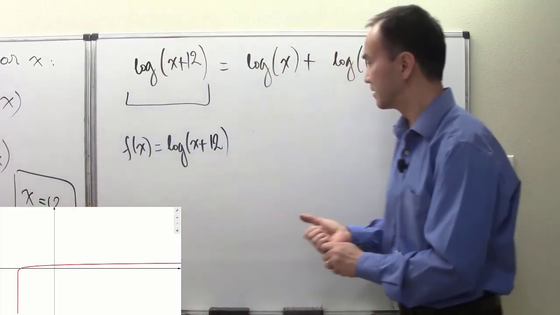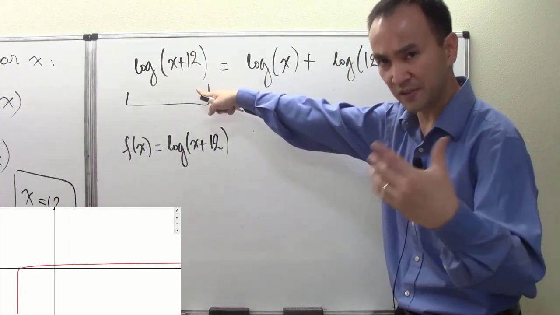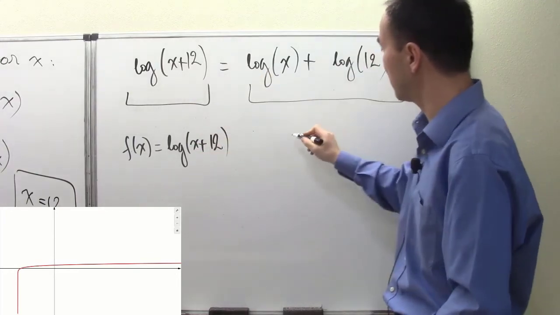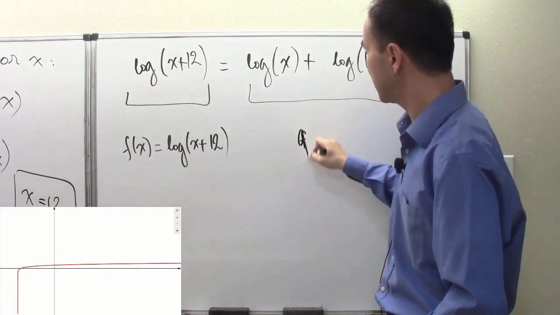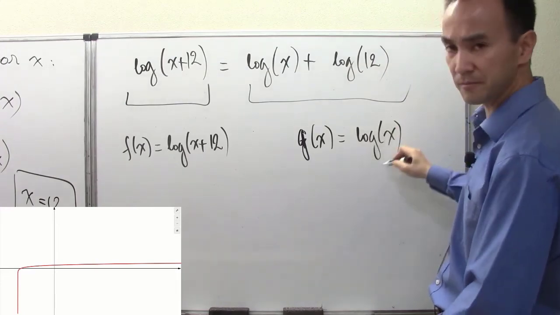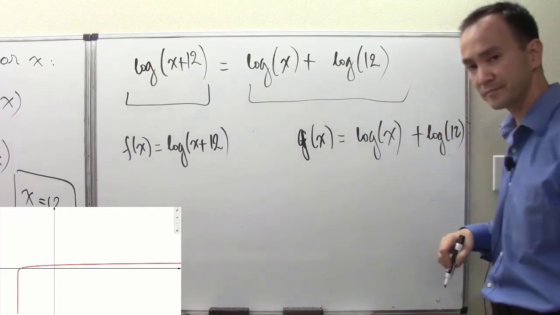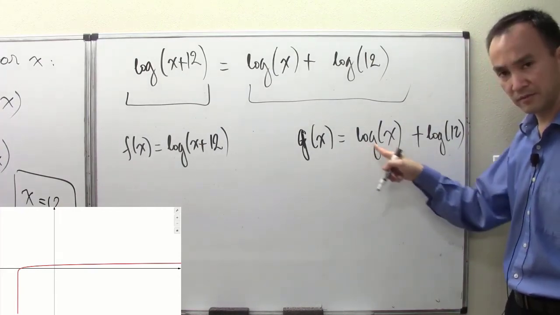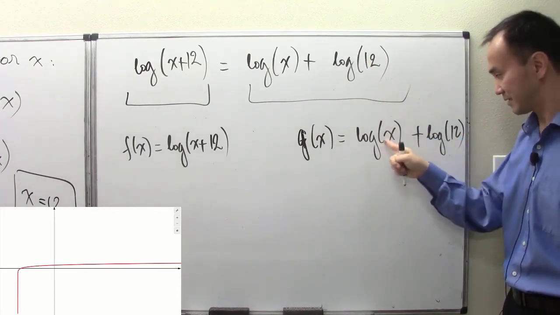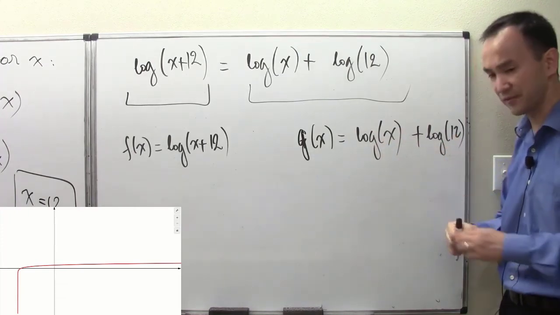Once I recognize the left-hand side as a logarithmic function, the right-hand side can also be seen as another function. How about g of x is defined as log base 10 of x, plus a constant term being the value log base 10 of 12. So the right-hand side can also be regarded as a function, log base 10 of x plus log base 10 of 12, with that constant value.